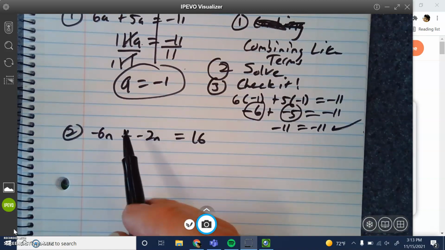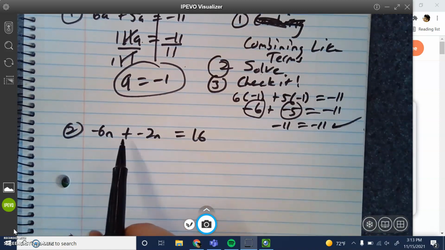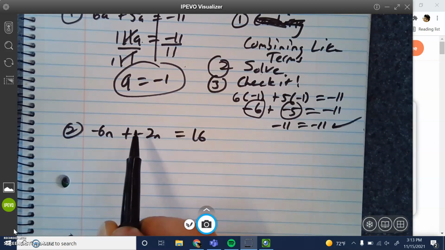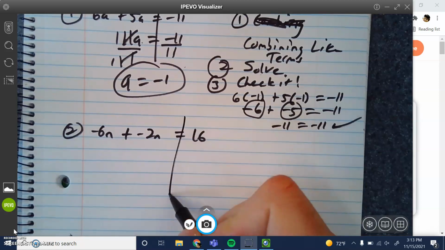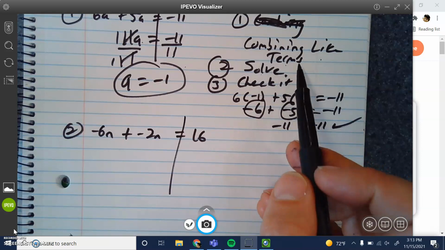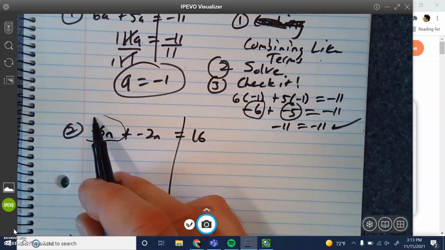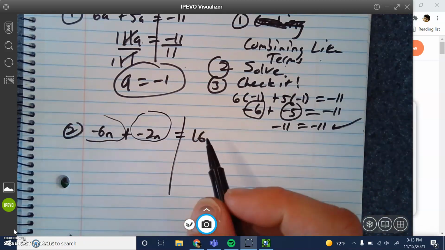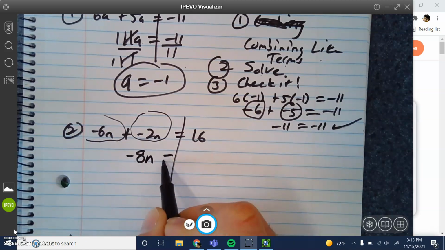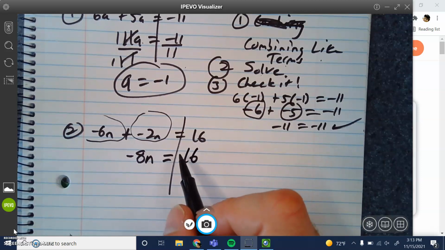Number 2. Write this down. Negative 6n plus negative 2n equals 16. I already added the opposite. You always add the opposite here. So step 1, what do we got to do? Combine like terms. Negative 6n and negative 2n equals what? Negative 8n. 16 just chilling right there.